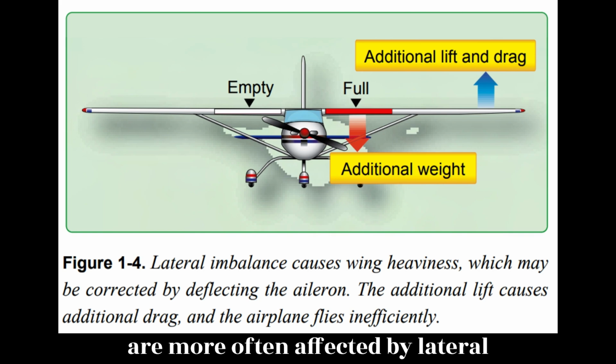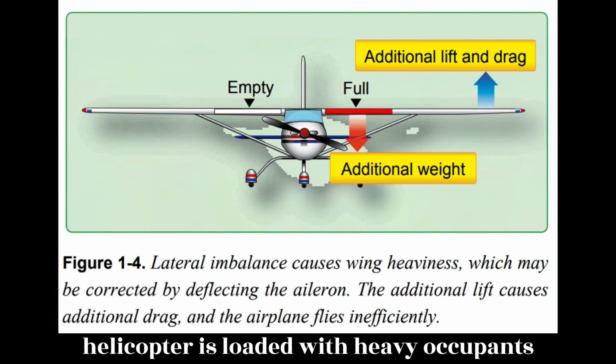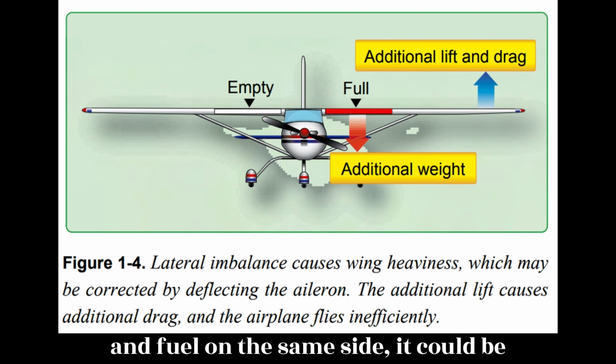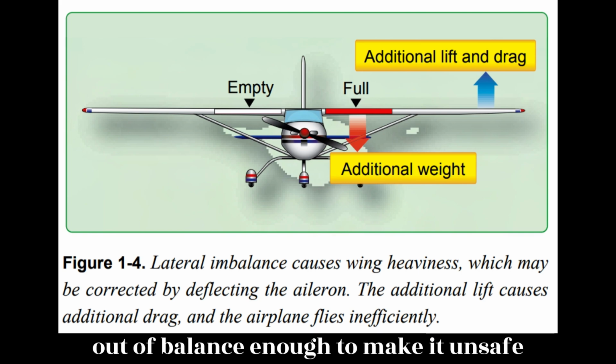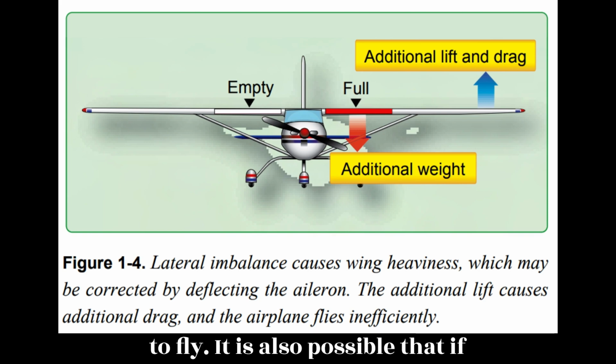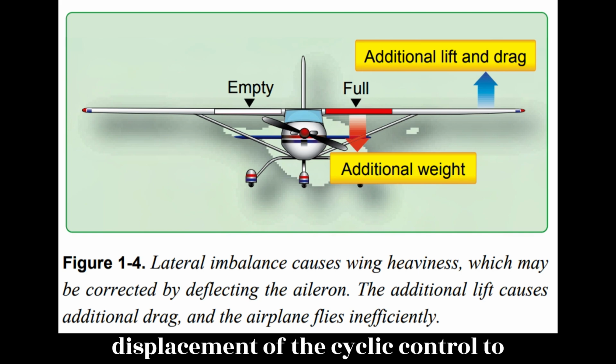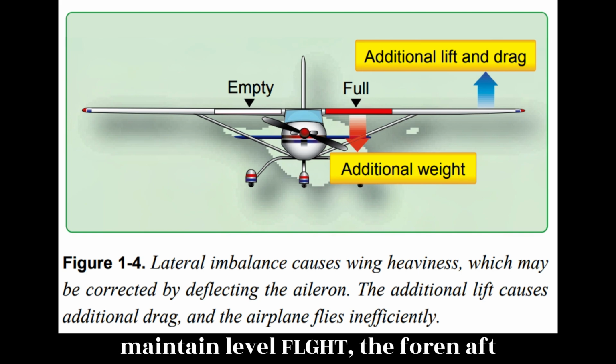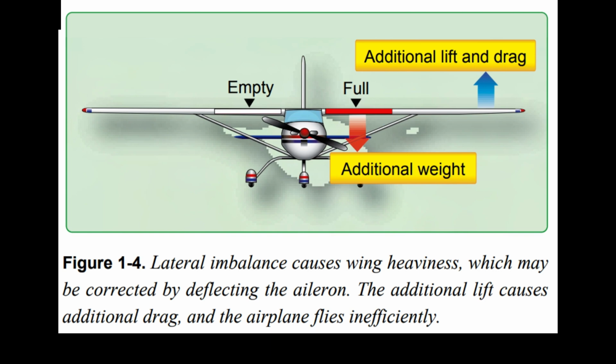Helicopters are more often affected by lateral imbalance than airplanes. If a helicopter is loaded with heavy occupants and fuel on the same side, it could be out of balance enough to make it unsafe to fly. It is also possible that if external loads are carried in such a position that requires large lateral displacement of the cyclic control to maintain level flight, the fore and aft cyclic control effectiveness is limited.